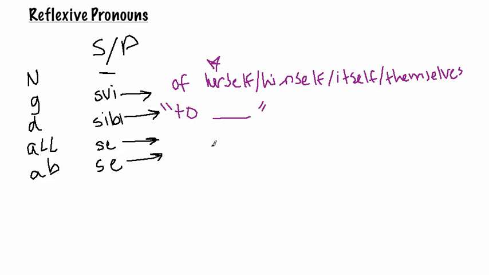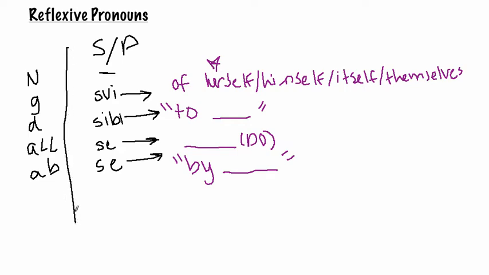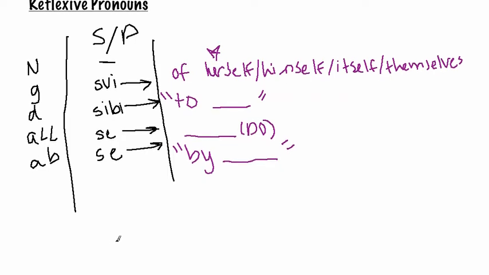An accusative is just the blank, but it will be the direct object, as usual. And finally, the ablative will be by herself, himself, itself, or themselves. So let me go ahead and make a line right in between them just to clear things up. And there we go.